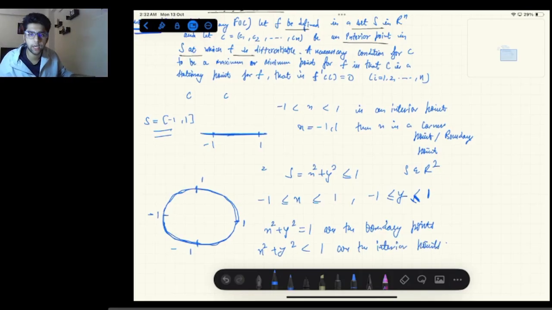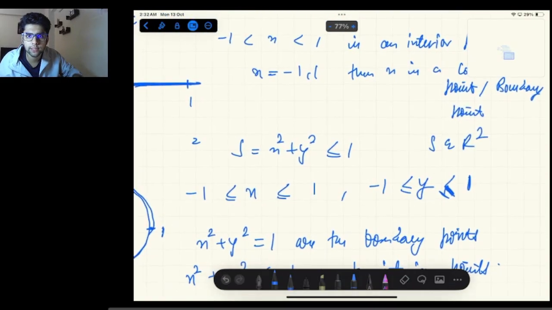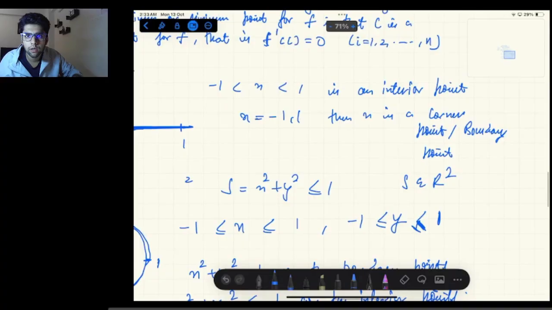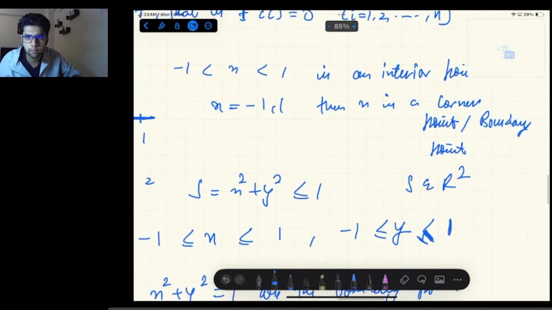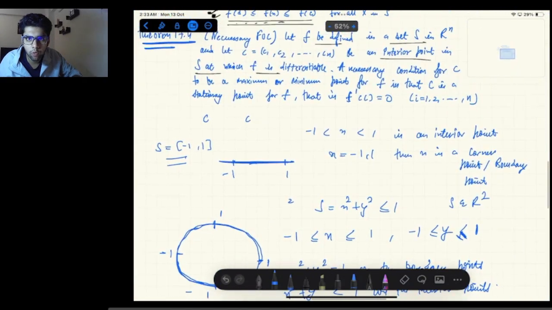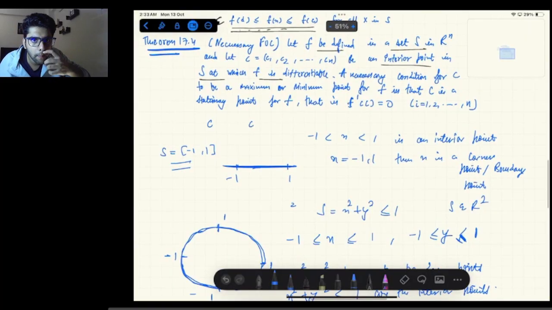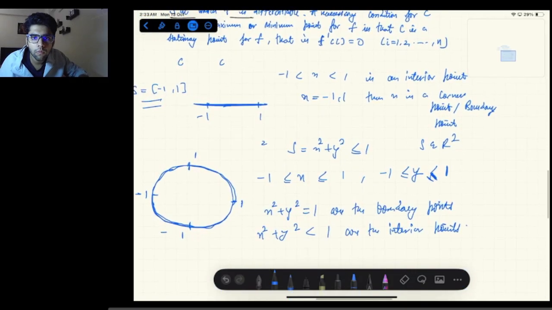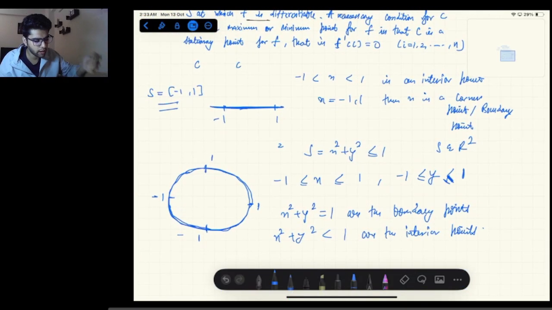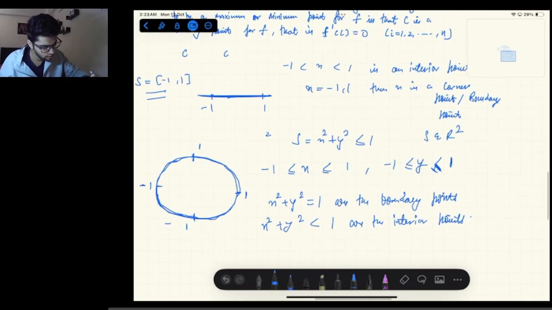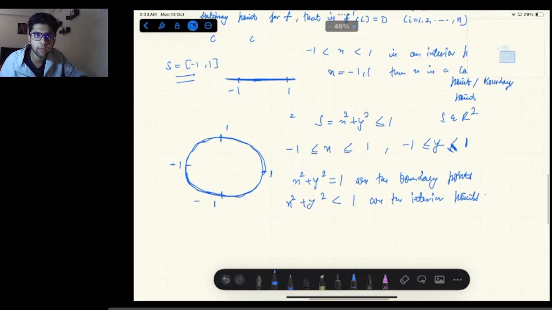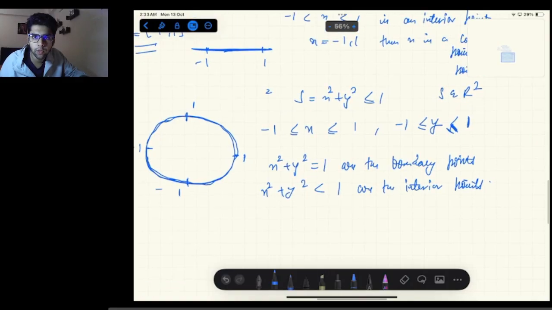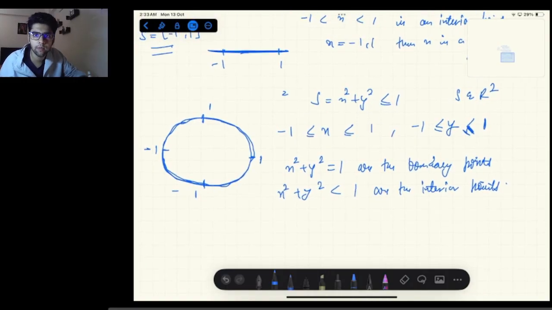So the necessary condition, I hope you guys can see this. So -1 to 1 is an interior point. X is equal to -1, 1, then x is a corner point, boundary point, right? So if I just zoom this out, I hope you guys can see. I'm trying to write bigger now. I'll try to write in larger font from now on. I don't think you guys were able to see earlier, right? So x square plus y square is equal to 1 are the boundary points, and x square plus y square less than 1 are the interior points, right?